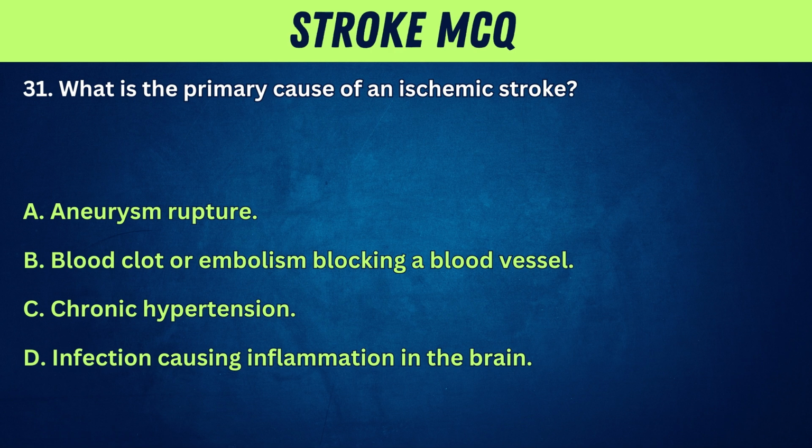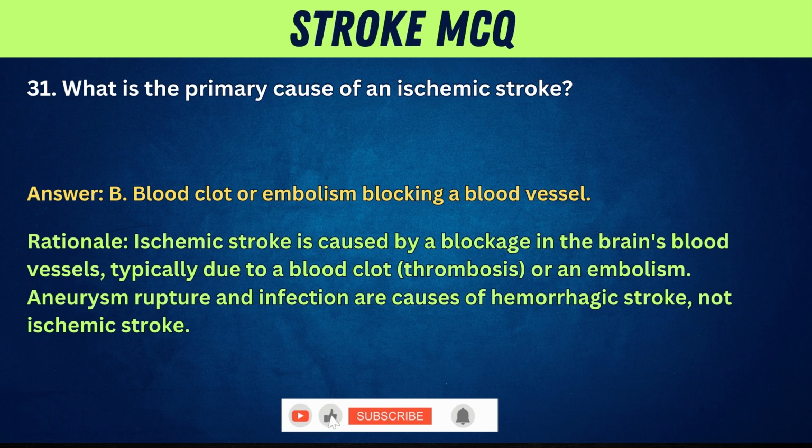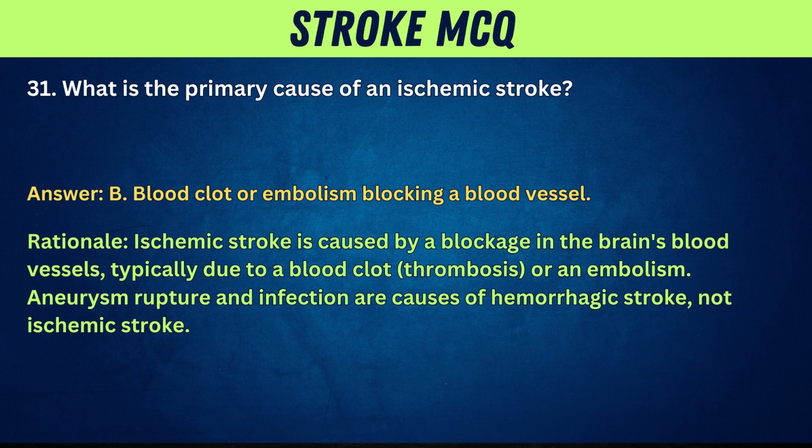31. What is the primary cause of an ischemic stroke? A. Aneurysm rupture. B. Blood clot or embolism blocking a blood vessel. C. Chronic hypertension. D. Infection causing inflammation in the brain. Answer: B. Blood clot or embolism blocking a blood vessel. Rationale: ischemic stroke is caused by a blockage in the brain's blood vessels, typically due to a blood clot, thrombosis, or an embolism. Aneurysm rupture and infection are causes of hemorrhagic stroke, not ischemic stroke.